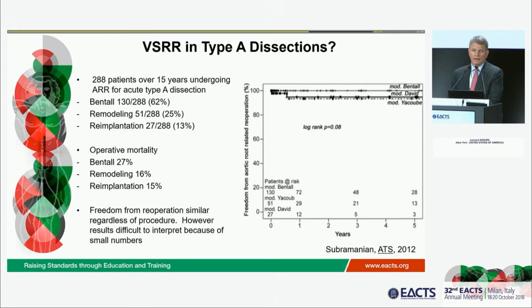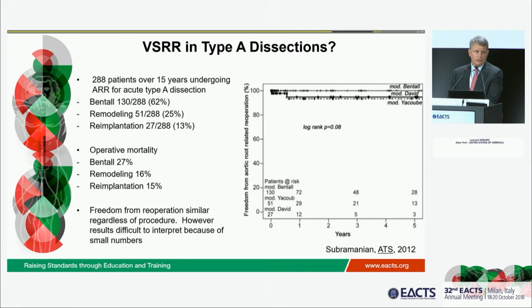Now, what to do with valve sparing in type A, the data is sort of all over the place. And I think that for sure in experienced hands, you can do it and do it well if the patient is the right patient in the right state when they go to the OR. But in a broader respect, if you looked at the outcomes, they're hard to really figure out. Again, if you don't have good short-term outcomes, it's hard to know what you expect long-term. This is a study from Leipzig looking at 288 patients over a 15-year period, looking at those 288 who had root replacements, Bentalls, remodelings, and reimplantations. The operative mortality, as you might expect for a group of very ill patients, was approximately 20%. And that really takes away your ability to assess how well these patients do. Now, the freedom from reoperation was similar regardless of the procedure, but again, very small numbers, very short-term follow-up, hard to really make out what to do with this.